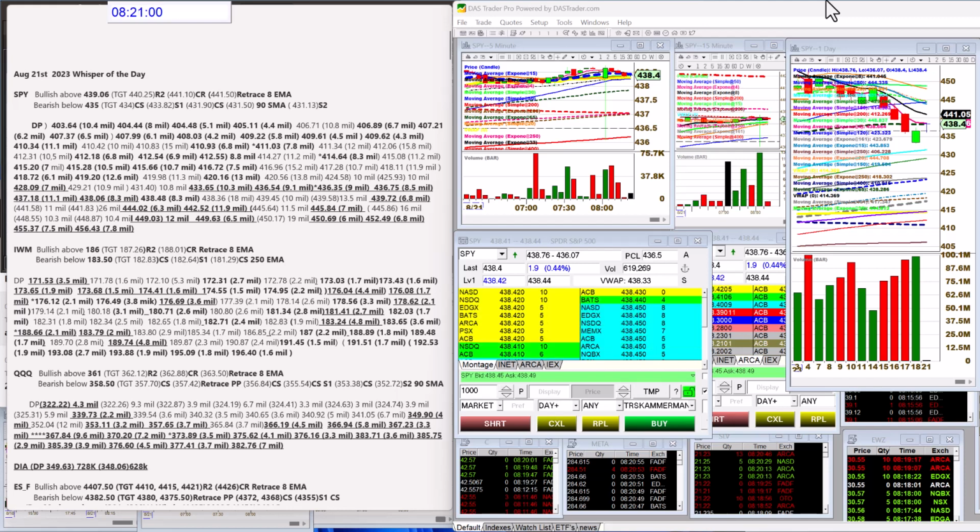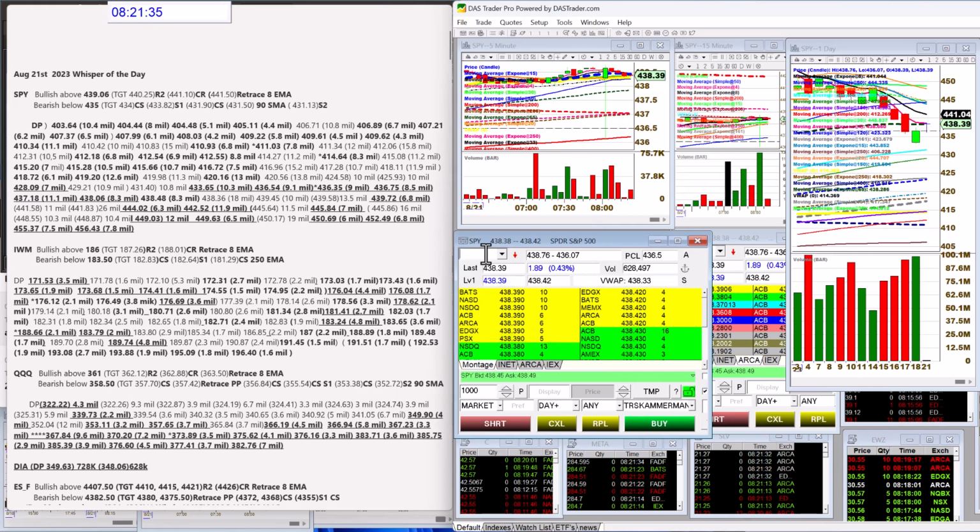It is Monday, August 21st, and we did get a new level on the SPY. 9 million came in on Friday at 436.36. So we're going to be bullish above that, 439.06. The trade of the day is the retracement to the 8 EMA on that daily chart. Bear below 435. The trade is to the 90 simple on the daily chart. So those are our two trade setups.